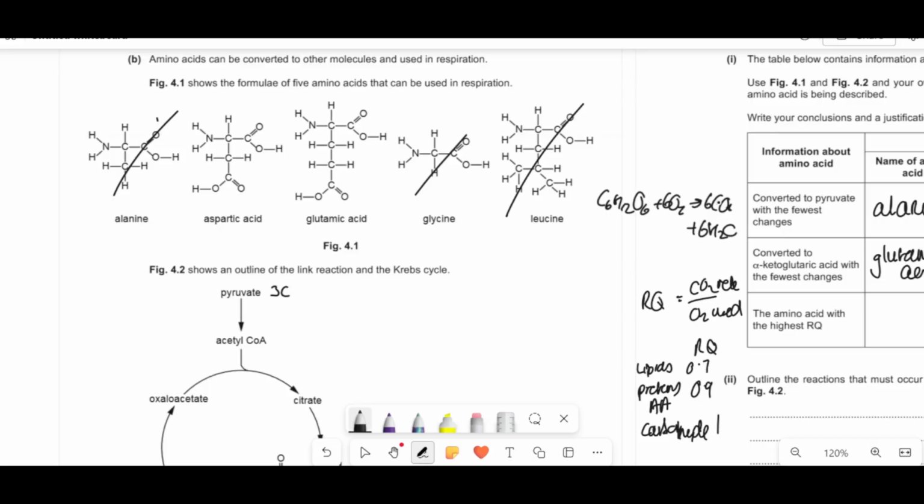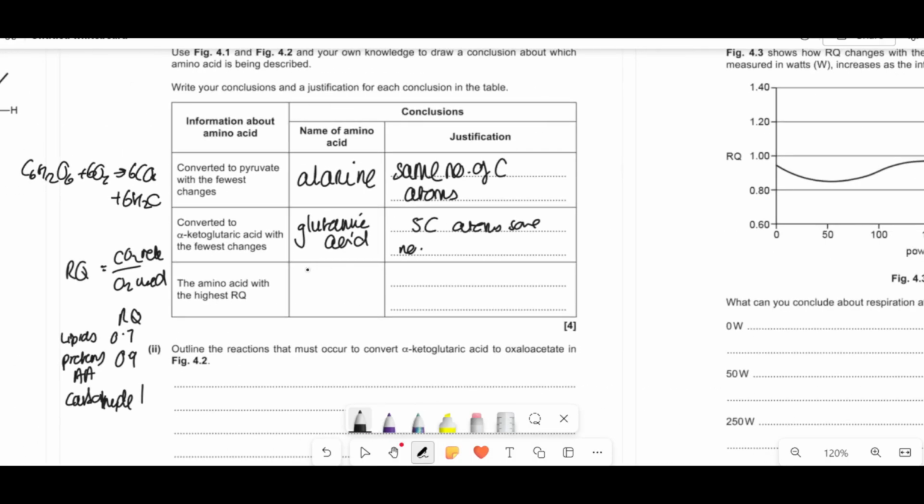Because obviously if I have more carbons to make CO2, I'm going to need more oxygen as well. So we need whatever's got the highest amount of oxygen and the least amount of carbons. In that case, if you compare these, it's got to be aspartic acid. And that's exactly why: in aspartic acid, it's because it has the highest amount of O compared to other elements. There you go.